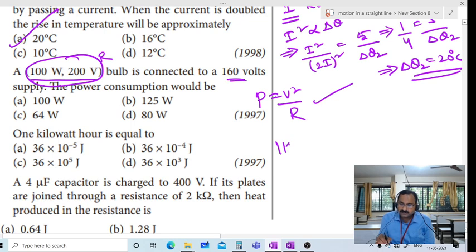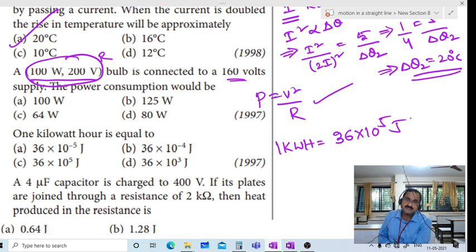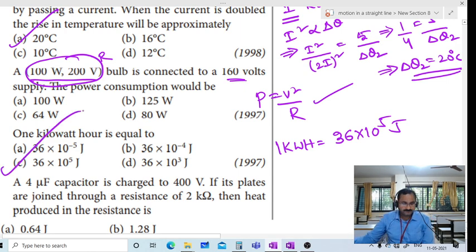And 1 kilowatt hour means how much, you know that normally, that is 36 into 10 power 5 joules only. Kilo means 1000, watt hour means watt, that is 1000 watts, and hour means 3600 seconds. So multiplying that, 36 into 10 power 5, you are getting option C.